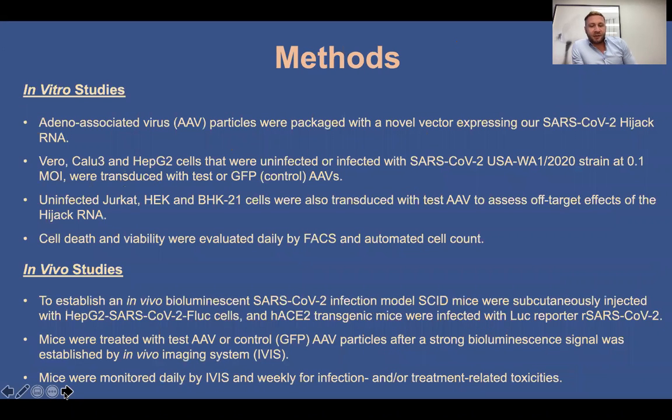To run our in vitro studies, we packaged our novel vector in AAV particles and ran killing assays on infected or uninfected Calu-3, Vero, and HepG2 cell lines, as well as uninfected Jurkat, HEK, and BHK21 cell lines. In our in vivo studies, we developed infected cell line xenotransplant models in SCID mice, or actual infection models with human ACE2 transgenic mice using luciferase-expressing recombinant SARS-CoV-2 particles.